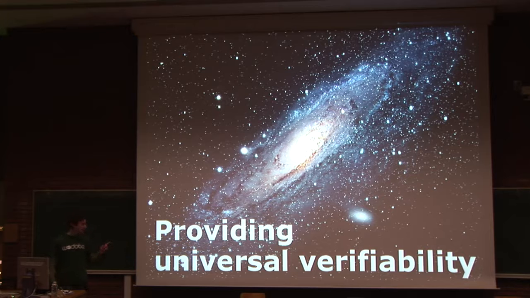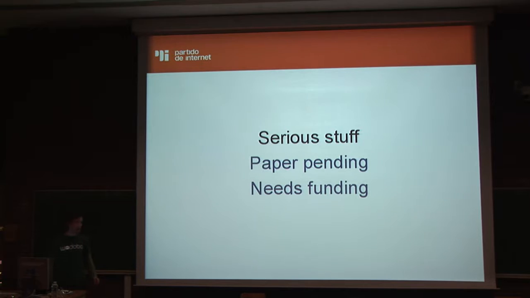But you will know that the voting is corrupt. This is serious stuff. We have a paper pending because there are a lot of secure voting systems. People don't know this, but it's true. There are a lot of secure voting systems, but they don't provide the delegation. And we are creating in this project a paper that we are going to present as soon as possible that provides this delegation. And of course, this kind of thing is funding, but we're onto that.